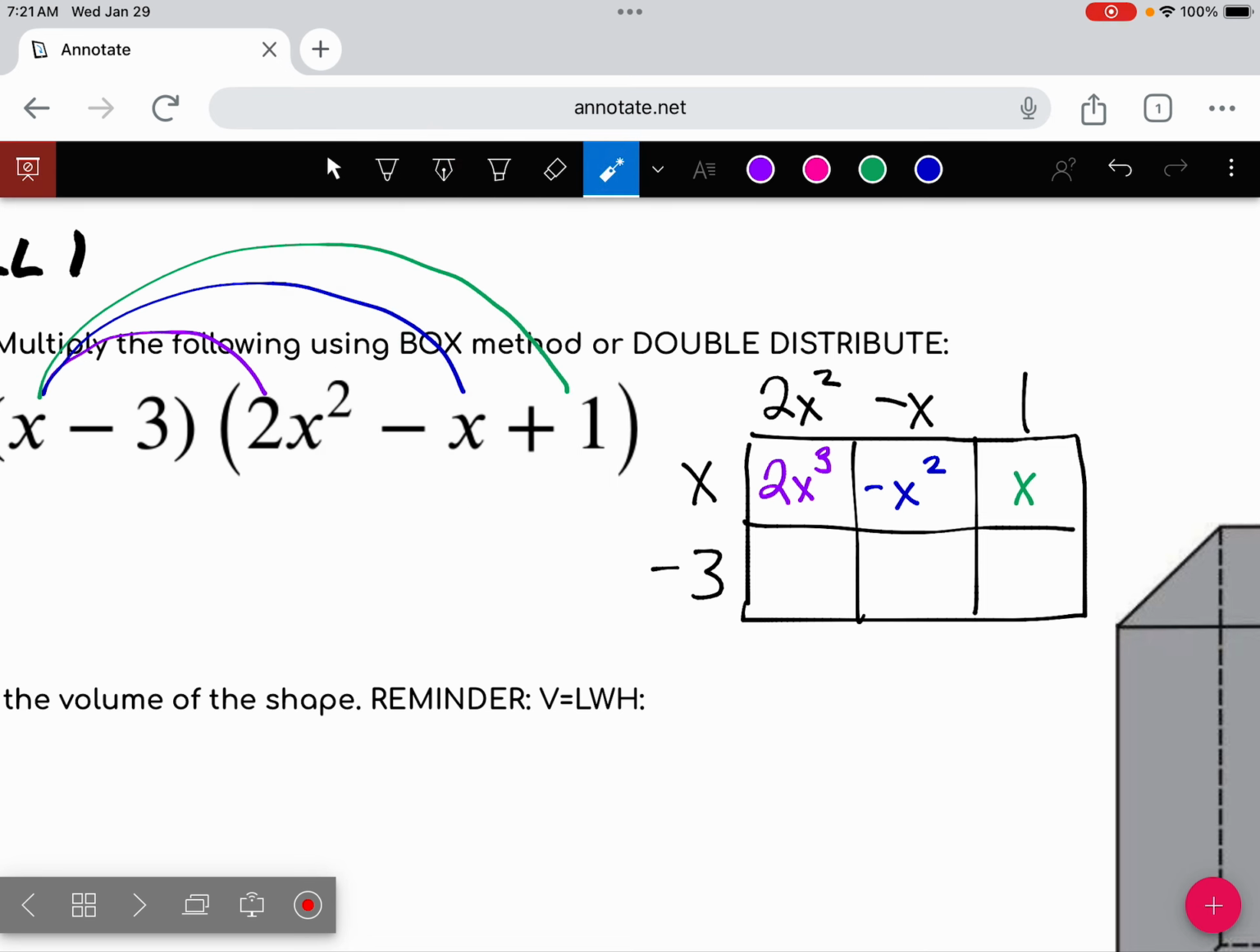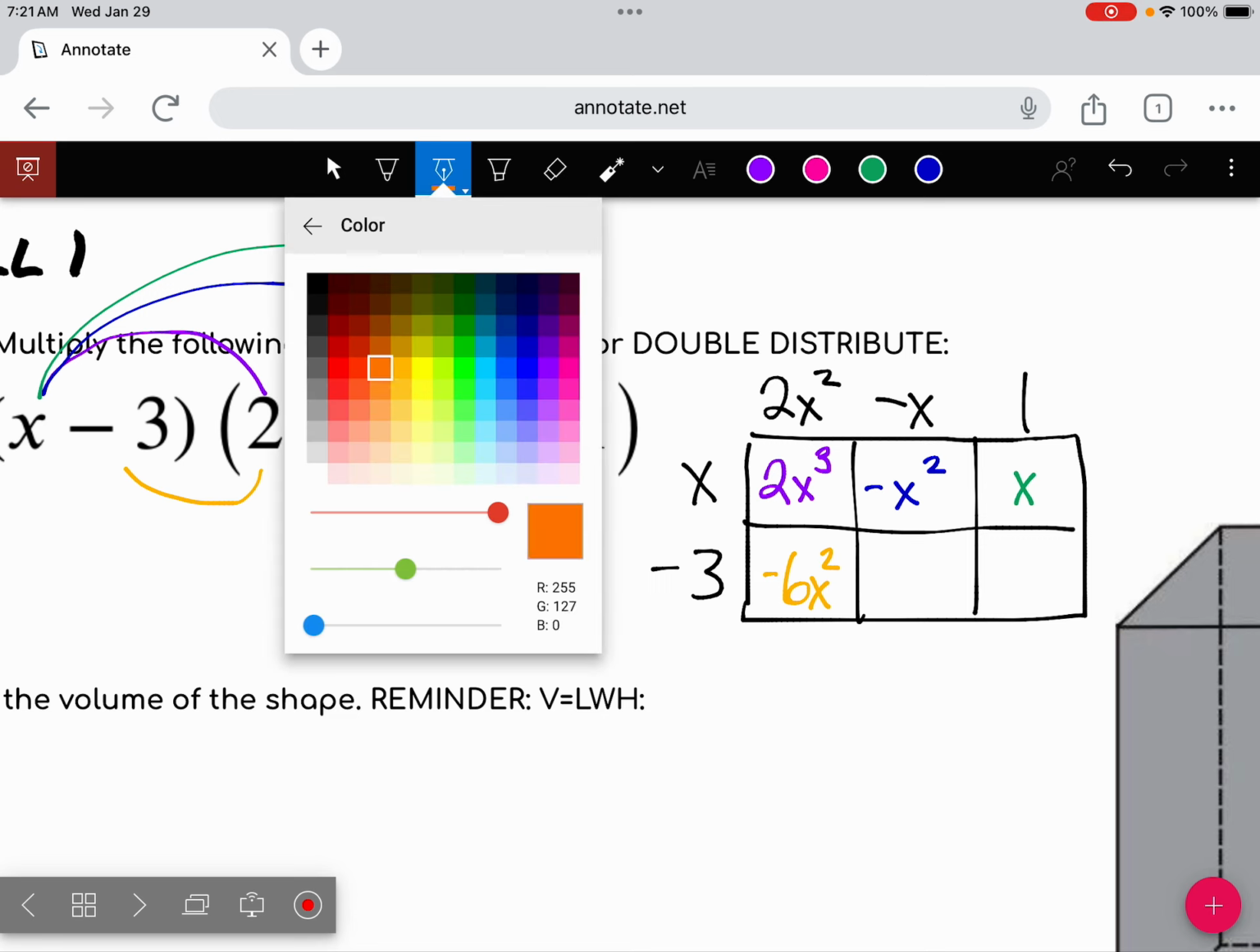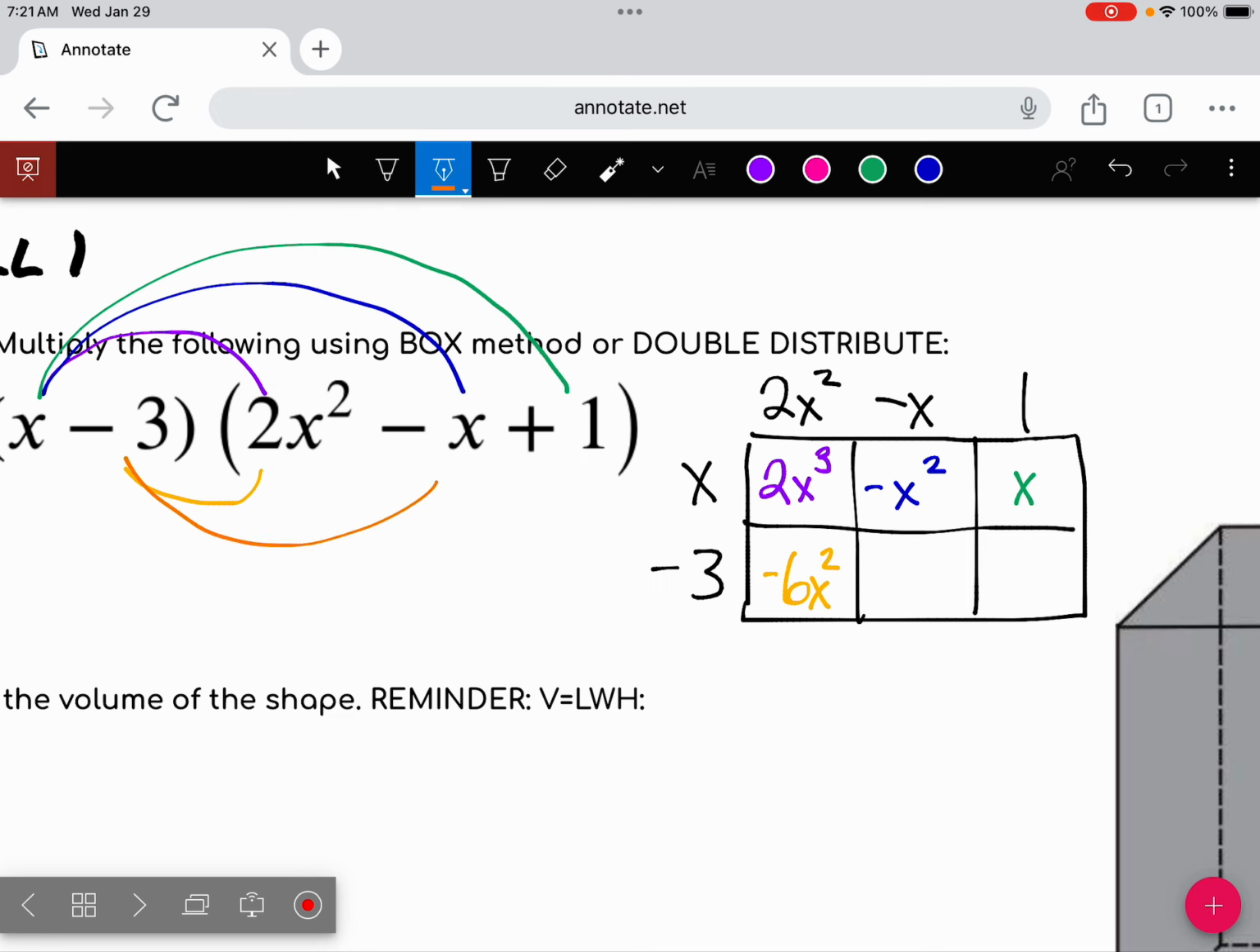And then we're going to do our next set. We need to take our minus 3 times everybody or distribute it over here, either way. But our minus 3 times our 2x squared is going to give us minus 6x squared. Minus 3 times minus x gives us a positive 3x. And our minus 3 times a positive 1 is just minus 3.